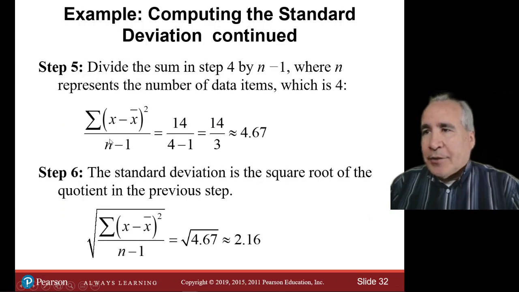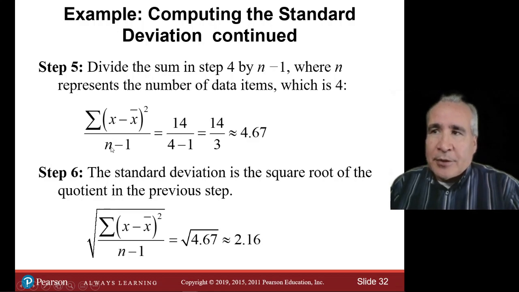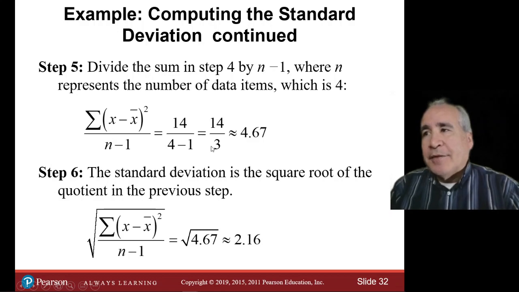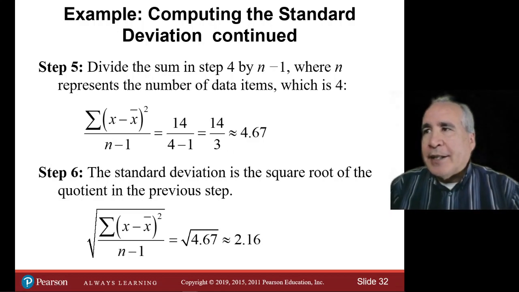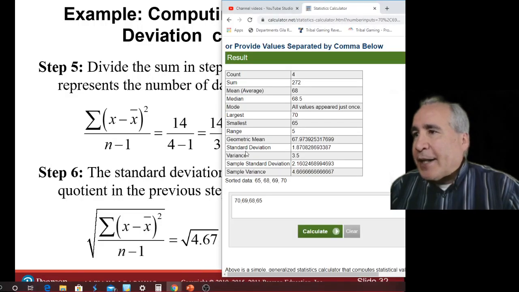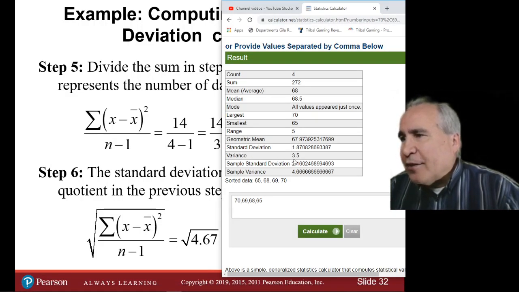Okay, so we did that. We got our 14. You take the number of data pieces, which was 4, and subtract 1. Again, just a manipulation. 14 divided by 3 is 4.67. That's something they call the variance. So 4.67 is the variance. Watch this. Come back to here, variance, 3.5.